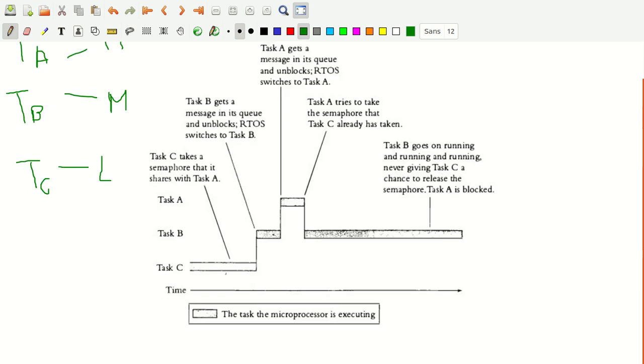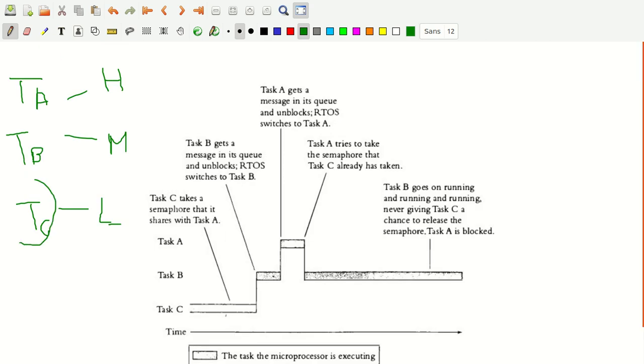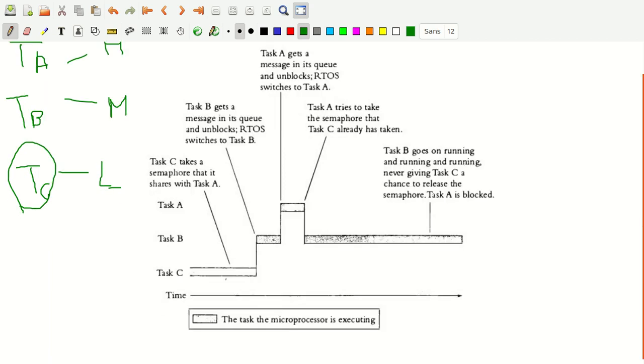Now imagine TC, since it has the low priority. Tasks TB and TA were earlier blocked, both waiting for a certain event. So TC was free, and the RTOS keeps TC in the running state. Now imagine it is going to take a semaphore. There is only one semaphore, so TC is going to take hold of the semaphore.